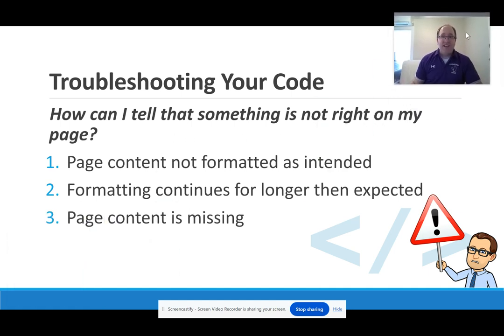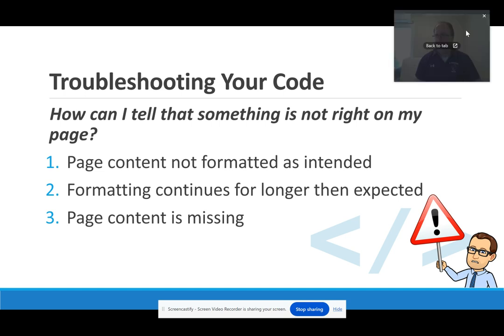Number three, sometimes the page content is just missing entirely. You meant to put a paragraph of text there, but wait a second, where did my third paragraph of text go? Later on, we'll get to images, linking pages together. There's supposed to be a picture there, but the picture isn't showing up at all. These are some things that could clue you off to say, something's wrong here.